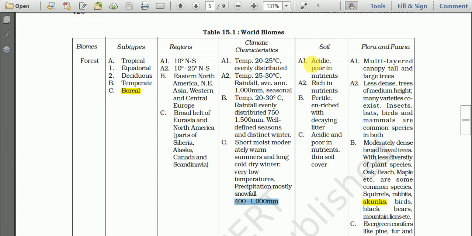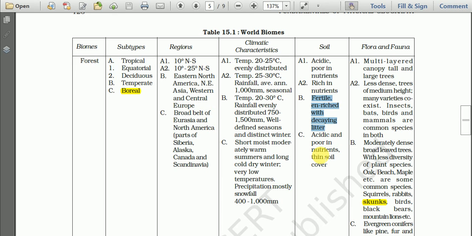Next we have the soil condition. For the equatorial biome, we have acidic soil, poor in nutrients. Acidic, actually, for the soil, if the pH value is less than 6.5, we call it acidic. And for the deciduous forest biome, rich in nutrients. Then for the temperate forest biome, the soil condition is fertile, enriched with decaying litter. Okay, decomposed matter, decomposed leaf litters are there.